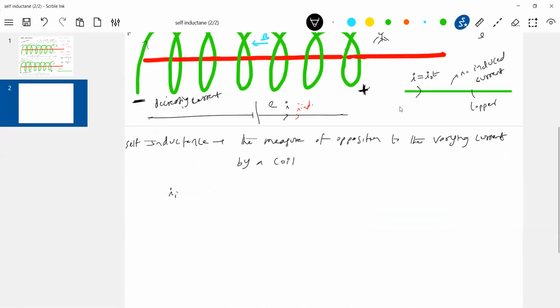So what about I induced? This is produced by a coil. What about I? I is supplied by the external source. So the measure of opposition to the varying current by a coil is called self-inductance.